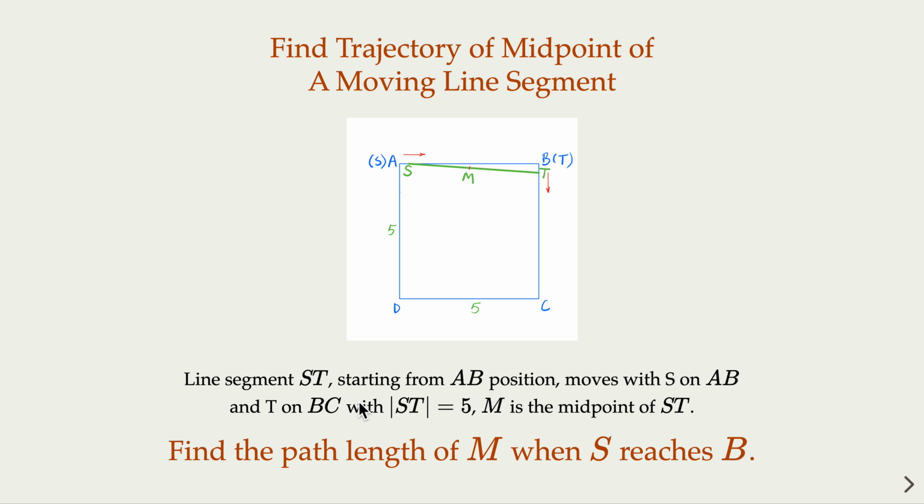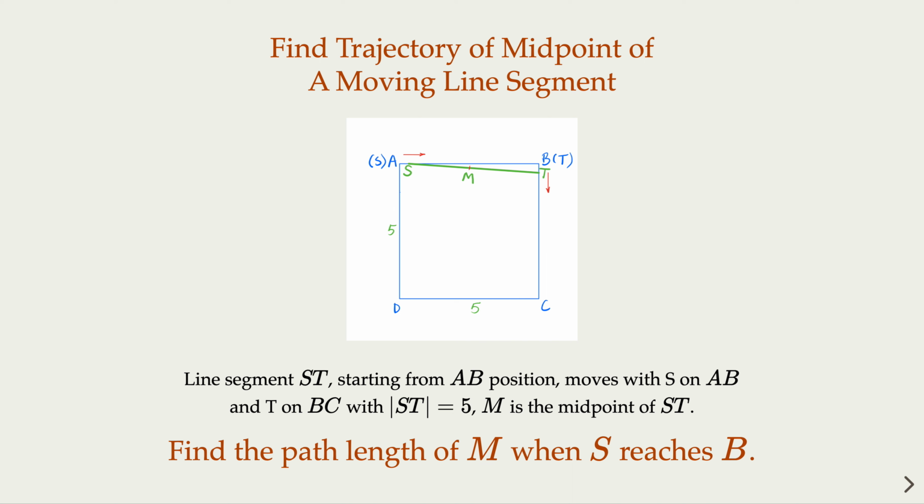We have a setup with a square of side length 5. We have a line segment ST that coincides with segment AB initially, but S is going to travel along AB, and T is going to travel along line BC, with the constraint that the length of it remains constant, which is 5. So we try to see the trajectory of the midpoint M of ST.